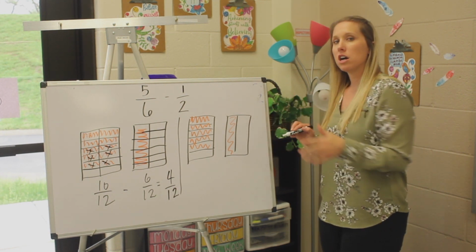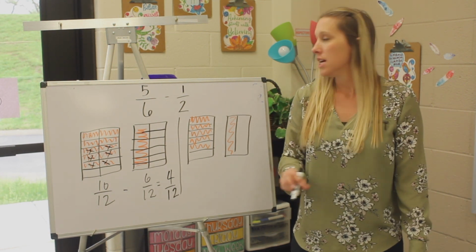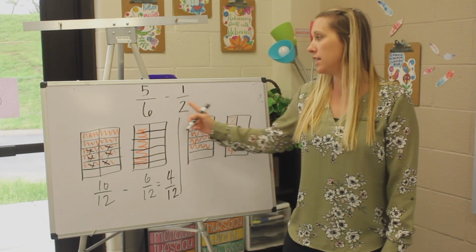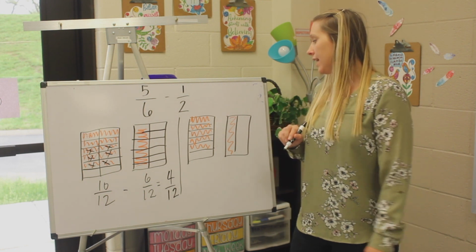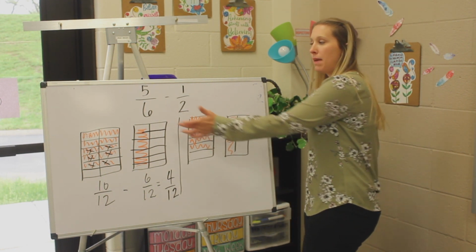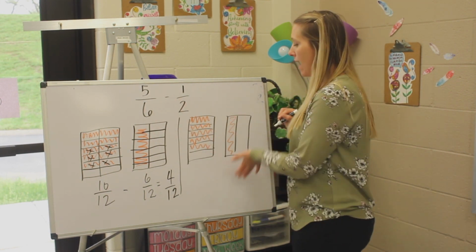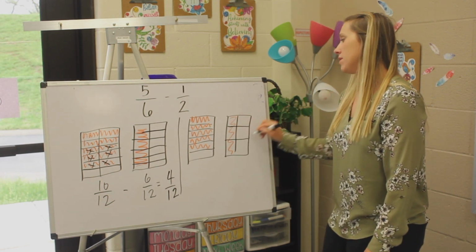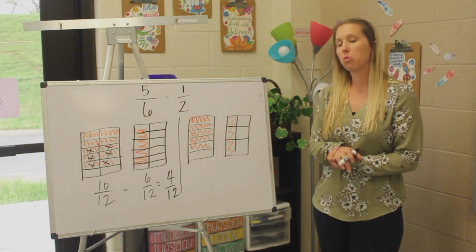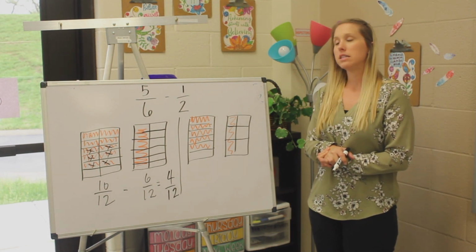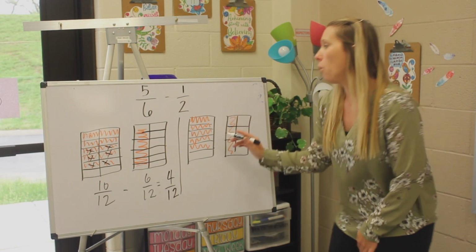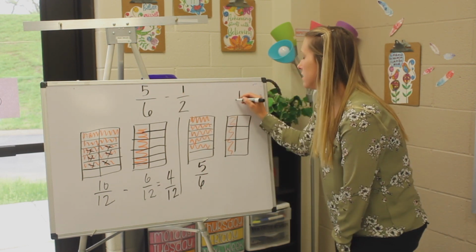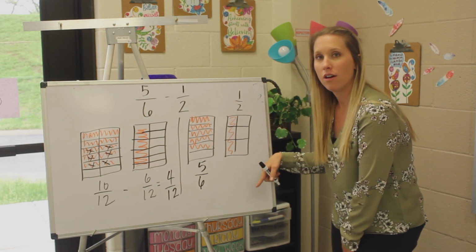On this side, we're going to talk about that other strategy we discussed. Is there a way for me to turn halves into sixths? What can I do to a half to make it sixths? Well, if I cut 1/2 3 times, I end up with what size pieces? Sixths. And so we had 5/6. The equivalent to 1/2 was 3/6.